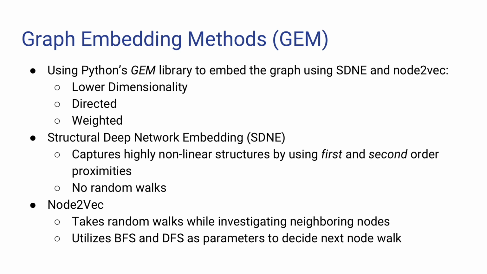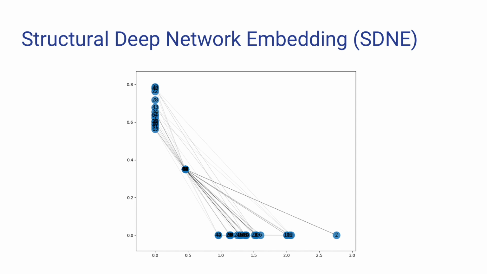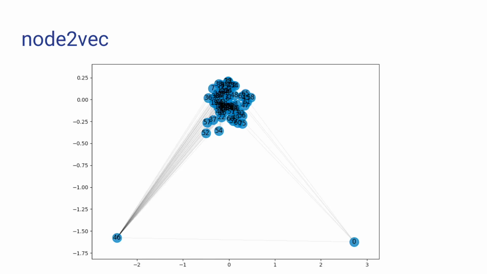Here we see our network dataset as an embedded graph using SDNE. This graph contains 68 nodes, 129 edges, and 30 attributes over 3 networks. For node2vec, this graph contains 76 nodes, 142 edges, and 31 attributes over 4 networks.